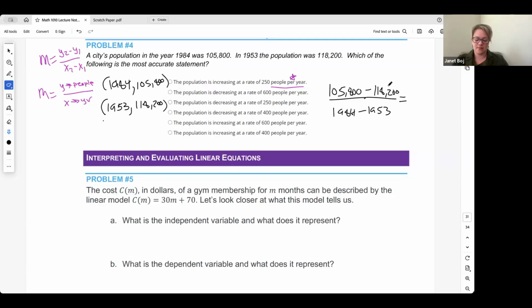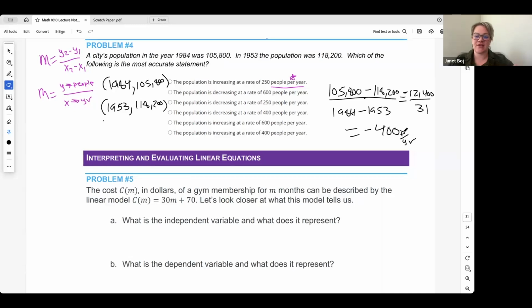105,800, and you subtract the 118,200, and that is 12,400. And then that's actually a negative 12,400, and then 1984 minus 1953 was 31 years. So when you take 12,400 and you divide by the 31 years that passed, this gives you a negative 400. And I know that that's negative 400 people per year.